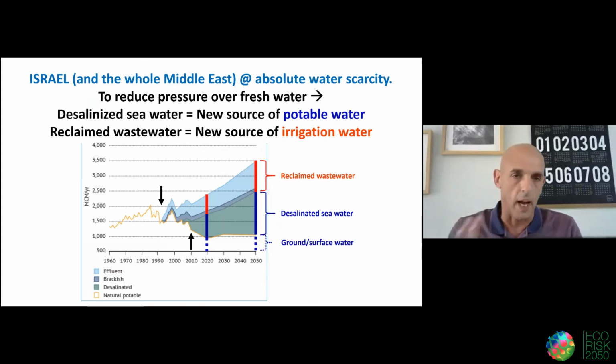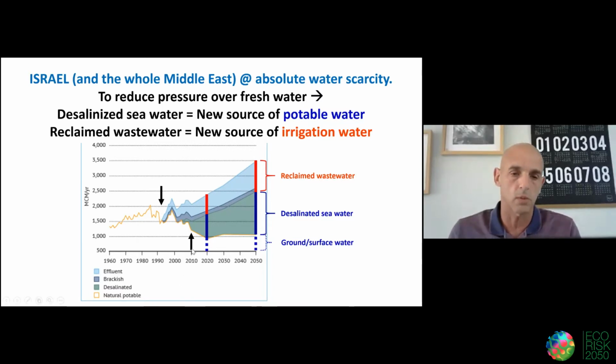So under this absolute water scarcity, two new sources of water have been introduced. One of them is desalinized seawater, and the second one, which is the topic of today, is the reclaimed or treated wastewater that is being used as irrigation water. Treated wastewater was introduced to the system mainly during the 90s, and you can see here that from that point, more and more treated wastewater is being used as irrigation water, but that was not enough to meet the demand of the agricultural sector and the municipalities.